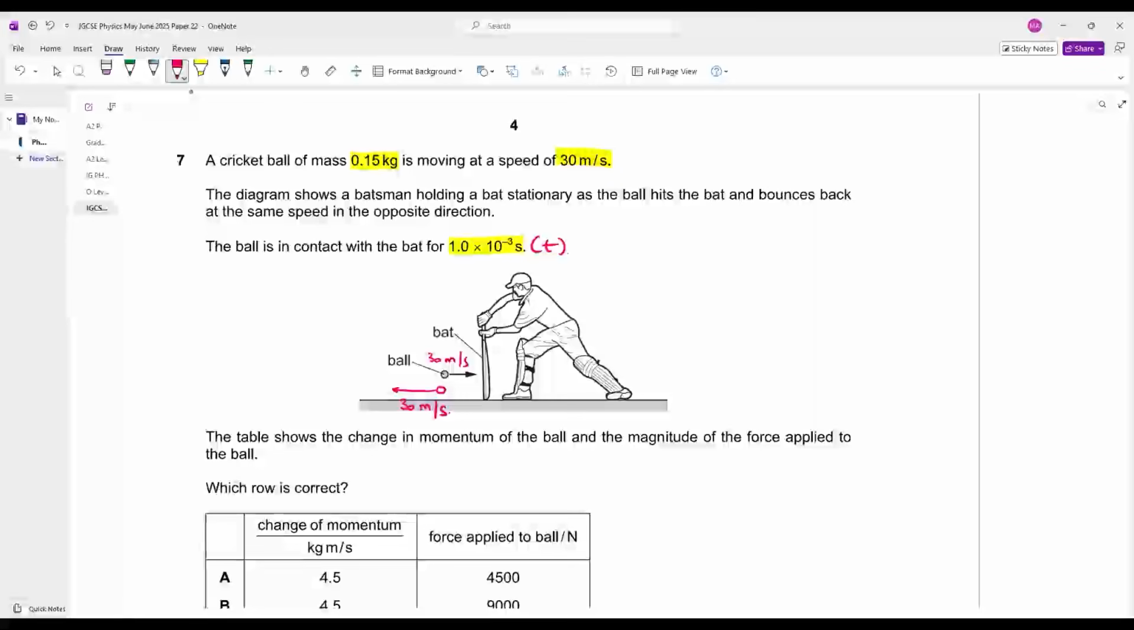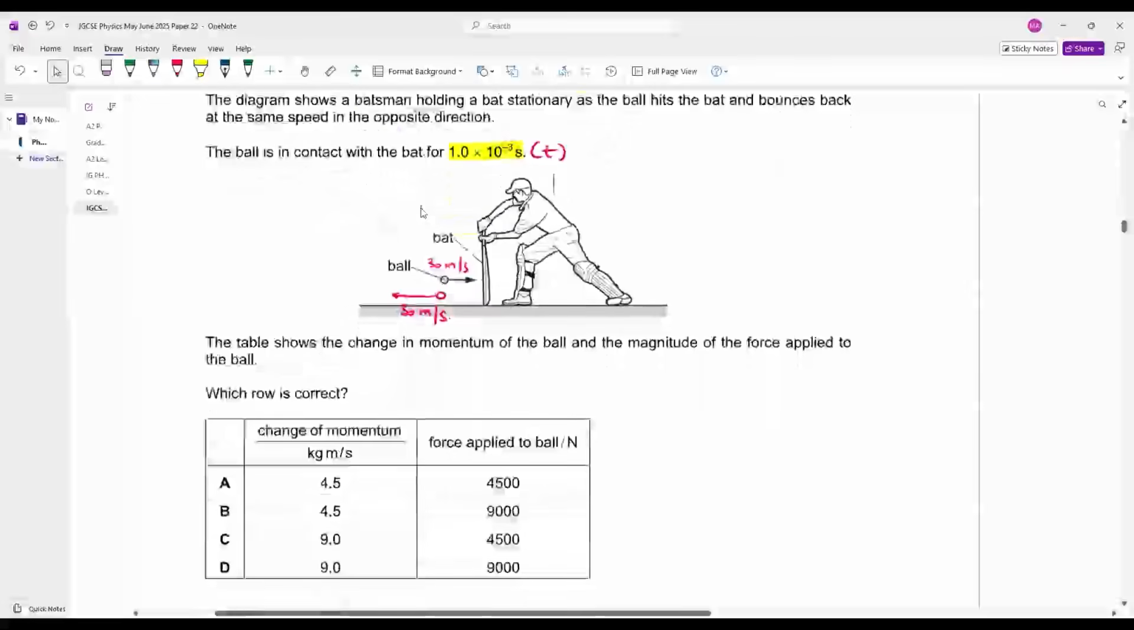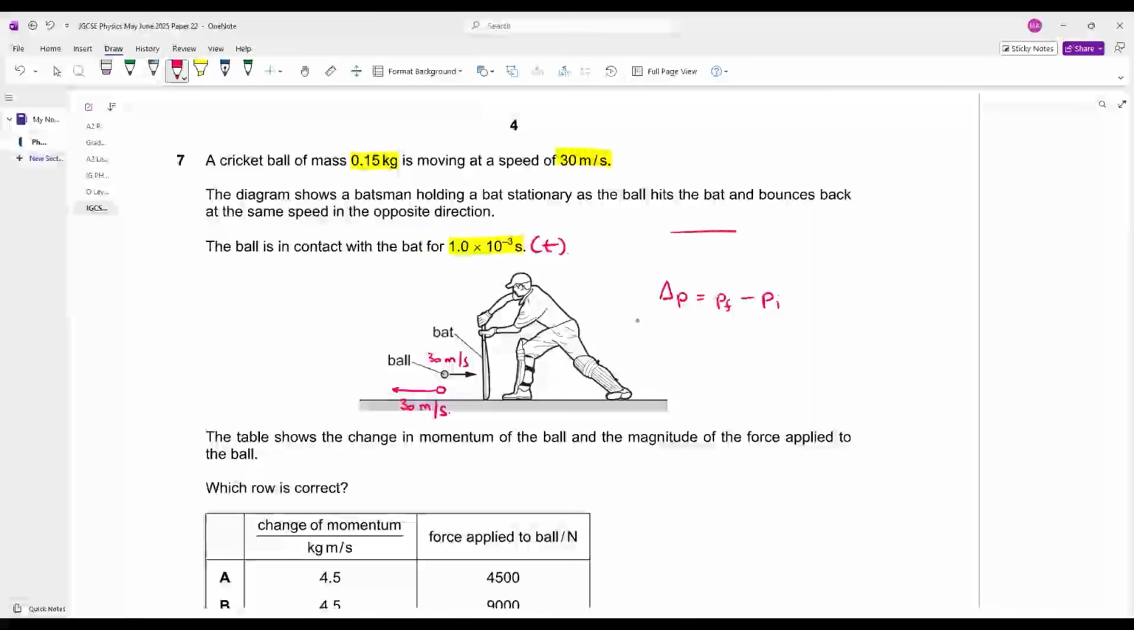Perfect. The table shows the change in momentum of the ball and the magnitude of the applied force. Okay. Which row is correct? First of all, let's calculate the change in momentum. Change in momentum is equals to final momentum minus initial momentum. बेटा लेट से हम ये कह देते हैं कि right side vectors are considered to be positive, left side vectors are considered to be negative. What will be your final momentum? The mass of 0.15 kg multiplied by the final velocity that is towards the left side, that is negative 30, minus initial momentum.